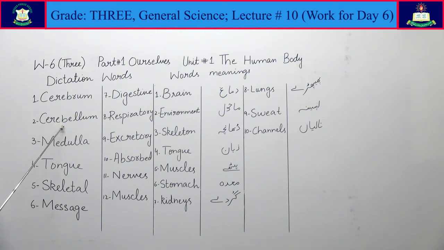C-E-R-E, ceri, B-E-L-L-U-M, bellum. Combined word is cerebellum. Third word is medulla. M-E-D-U-L-L-A. Medulla. Fourth word is tongue. T-O-N-G-U-E. Tongue.